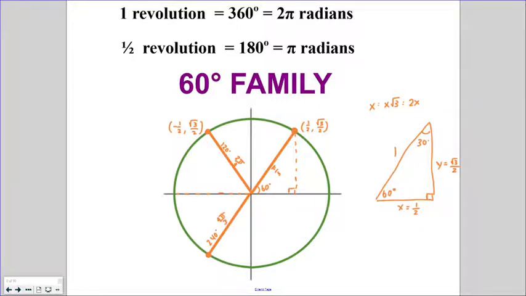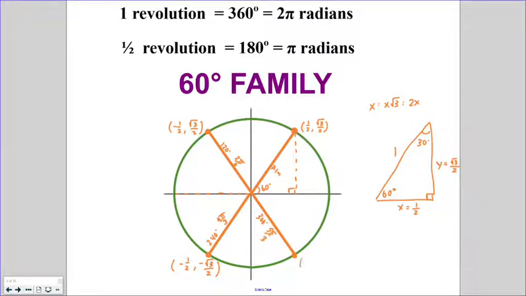And in the third quadrant, both x and y are negative. So negative 1/2, negative root 3 over 2. And then one more angle here, going to move another 60 degrees. That gets me to the fourth quadrant. This angle here is going to be 300, or 5 pi over 3.